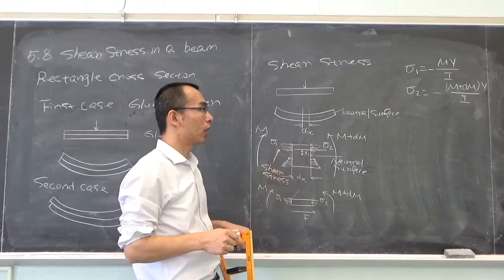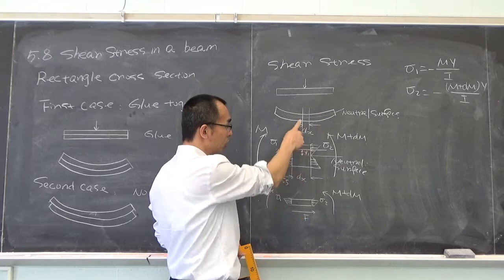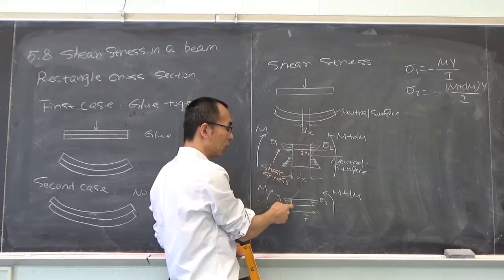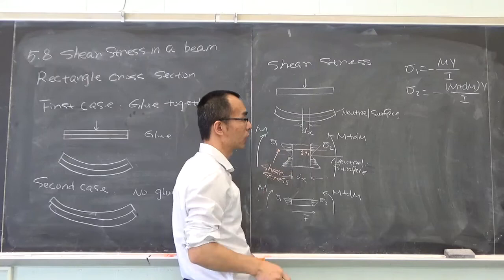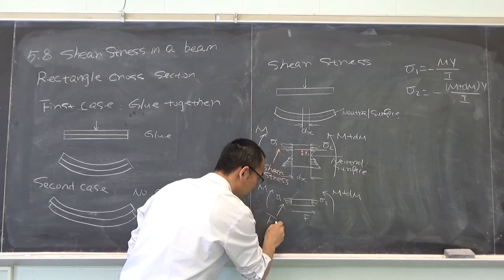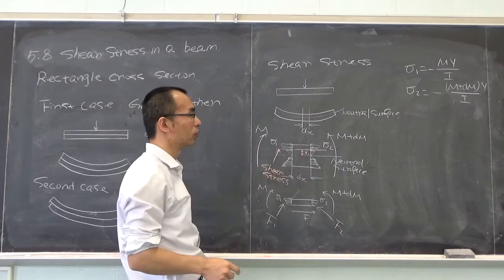If we talk about the total force, this shear force, we have shear stress, right? But then we have shear force. So the shear force results from the load here and the load here, because there's a difference, right? This difference will be the shear force. So now we have an expression for shear stress. Now, the total load here, we define as F1. The total load here, on this surface, we define F2.